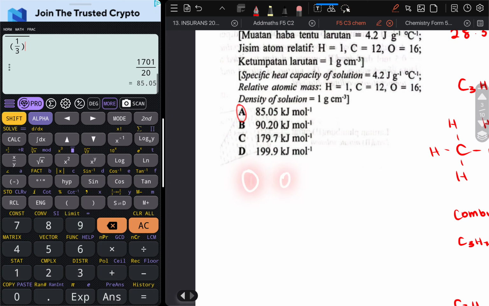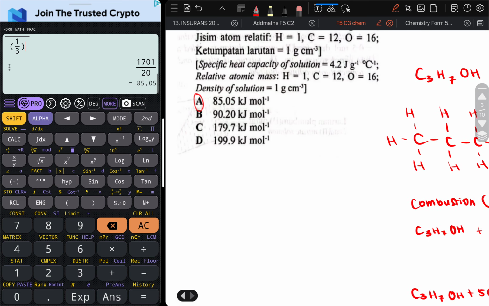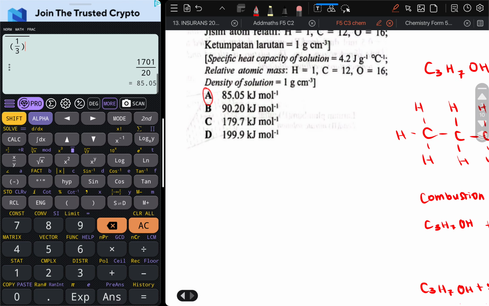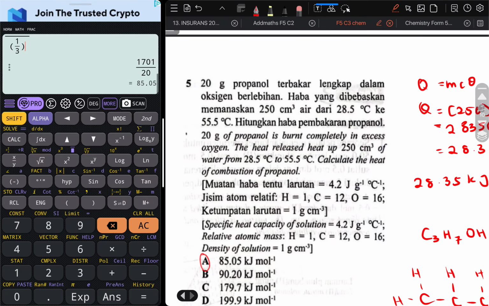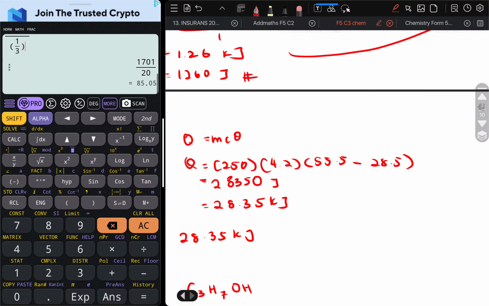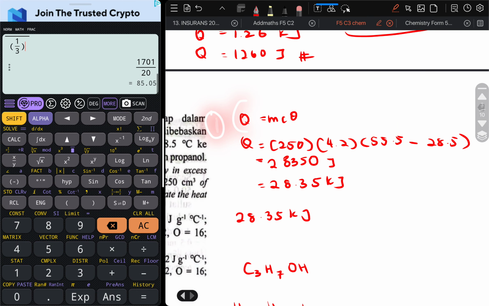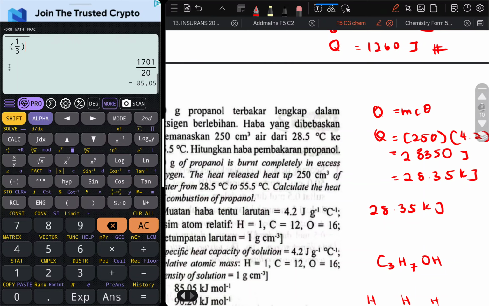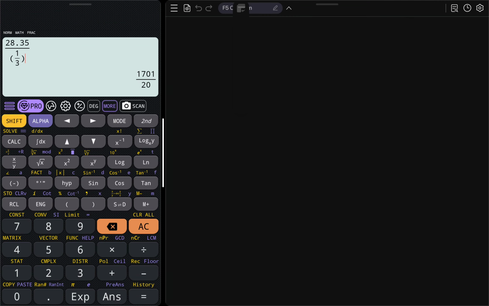First is Q, second is find the value of delta H by doing the stoichiometric relationship. Stoichiometric relationship, I repeat once again, is based on the equation, like blah blah blah reacts with blah blah blah. Okay, so from this one, first step here, I do Q equals to mc theta.